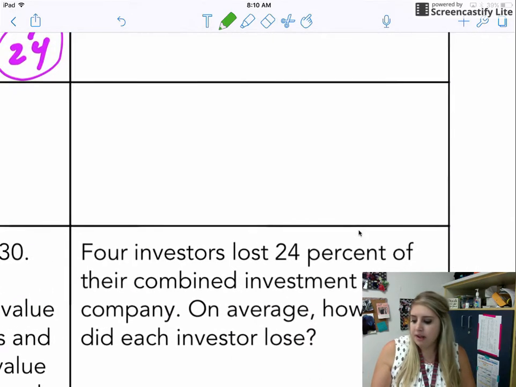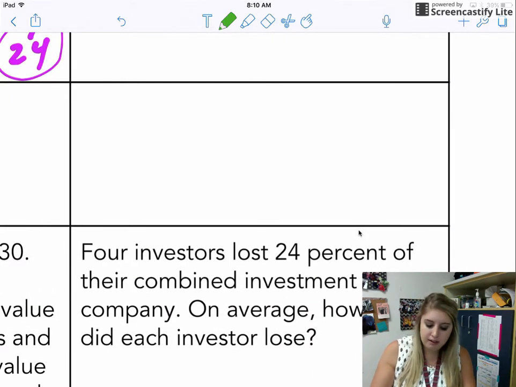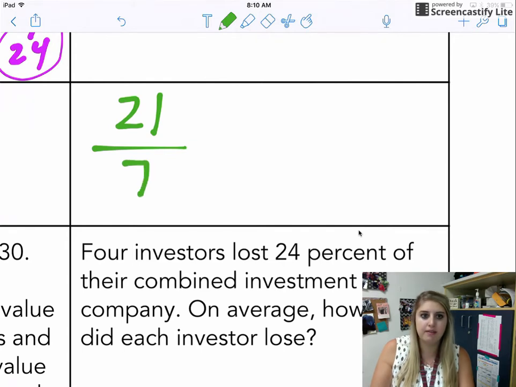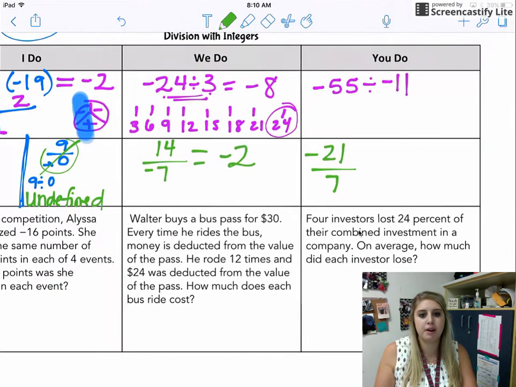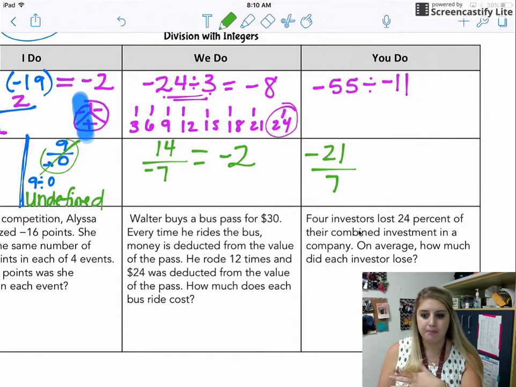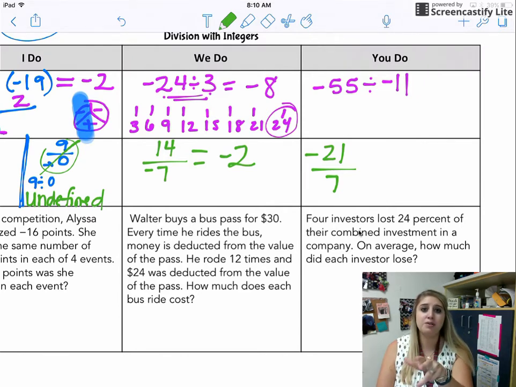All right, the last one that I want you to try all by yourself, let's do 21 divided by 7. And let's make those negative 21 divided by 7. Do that, raise your hand, and then I will come check with you. Okay, hopefully you got 2 stars on that.